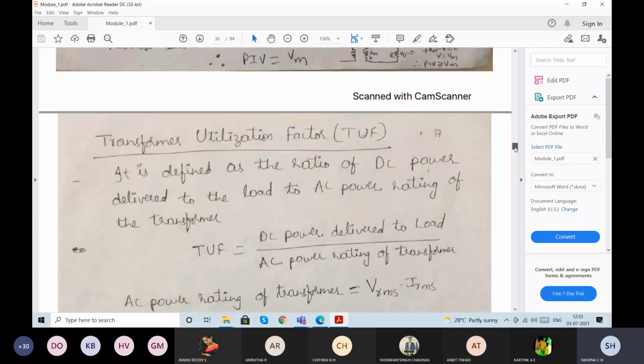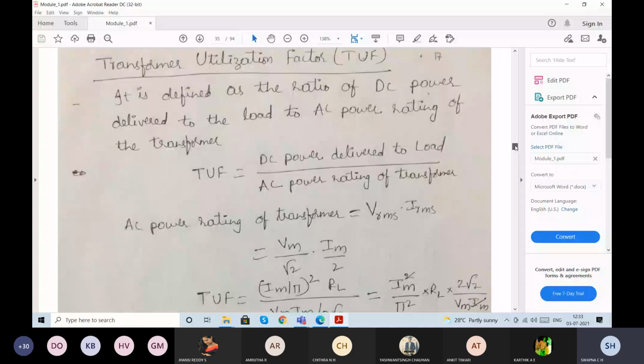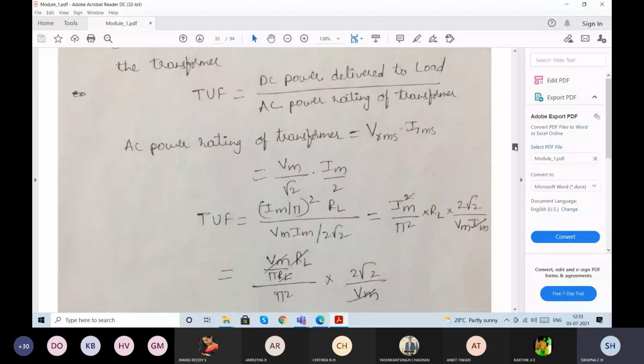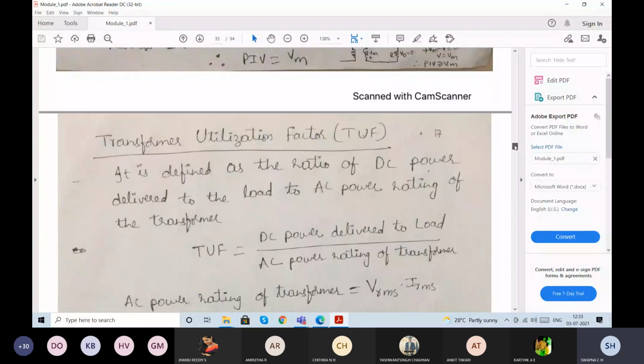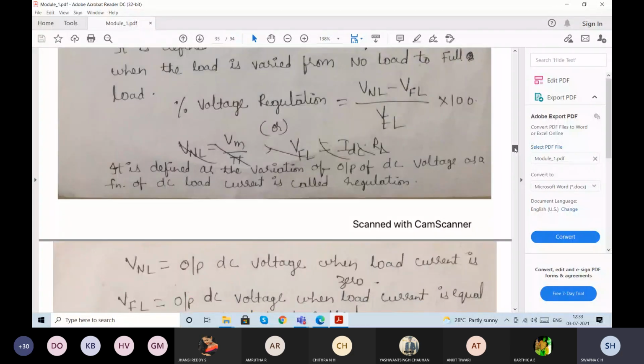Then PIV you have calculated. PIV is nothing but the peak inverse voltage. This peak inverse voltage will tell you how much reverse voltage the diode can take when it is reverse biased. The reverse biased junction, if you apply the reverse voltage beyond the VBR, then it will get damaged. So this PIV will indicate how much the reverse voltage should be. Okay, so that is given by PIV, and then the transformer utilization factor. When you have calculated the transformer utilization factor, you've got 0.287.